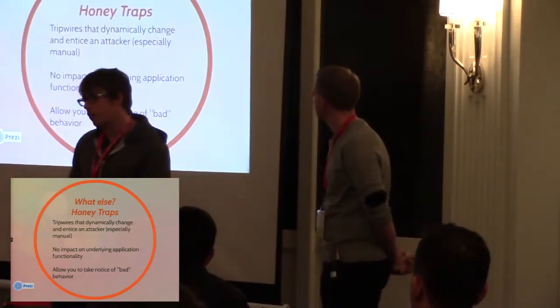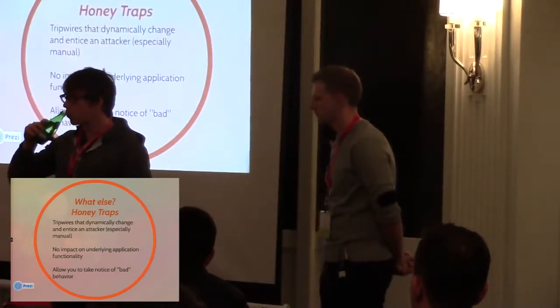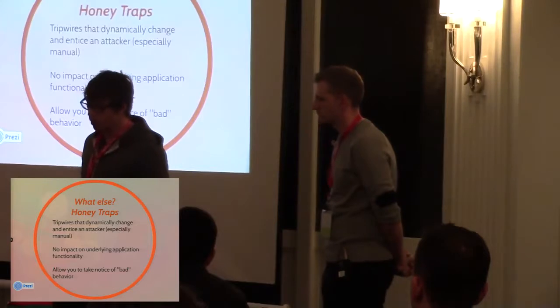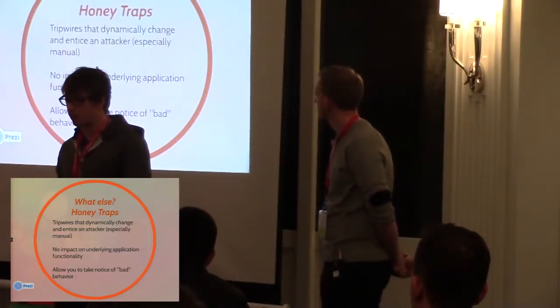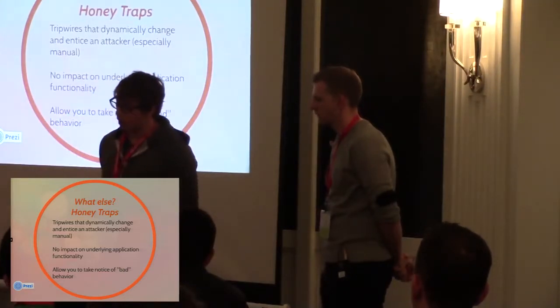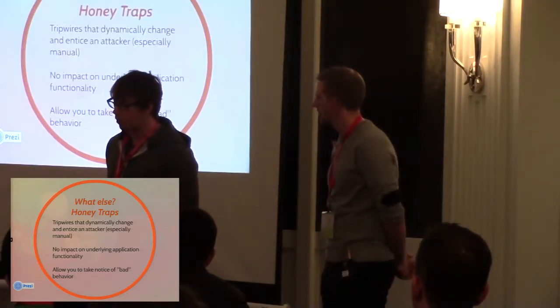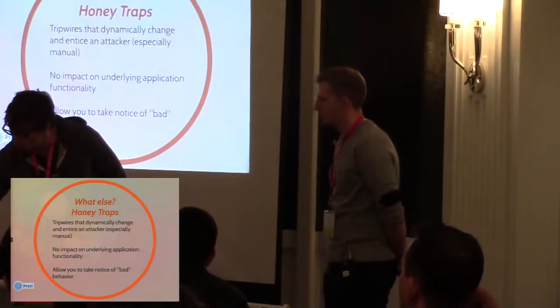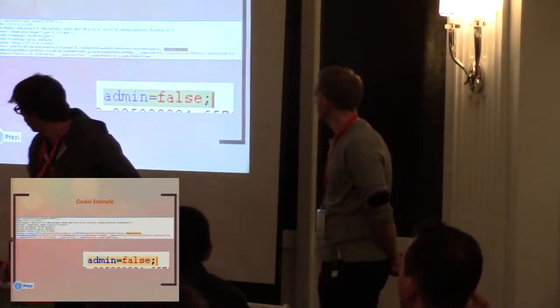But what about else? We want to talk about the concept of honey traps. So what honey traps are tripwires that dynamically change and entice an attacker. They have no impact on underlying application functionality. They also allow you to take notice of bad behavior. So let's actually walk through an example of what this looks like.